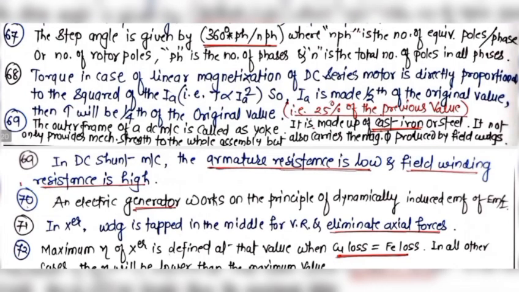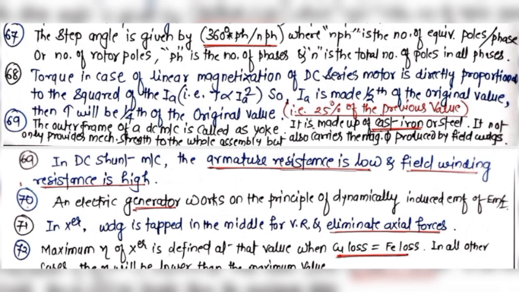Step angle is given by 360 into Ph upon N Ph, where N Ph is the number of equivalent poles per phase or number of rotor poles. Ph is the number of phases and N is the total number of poles in all phases.